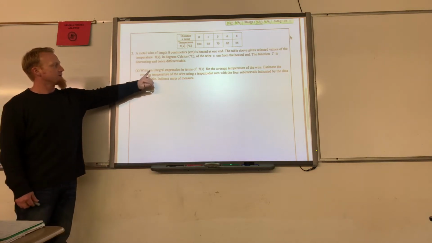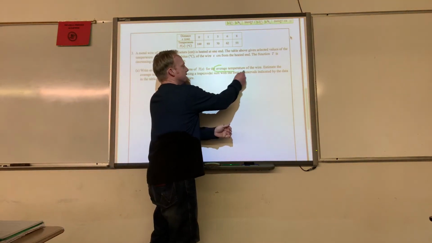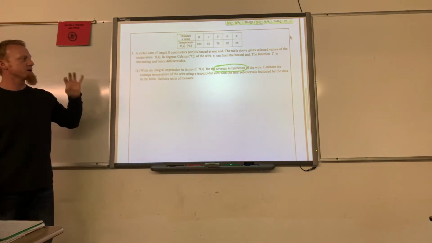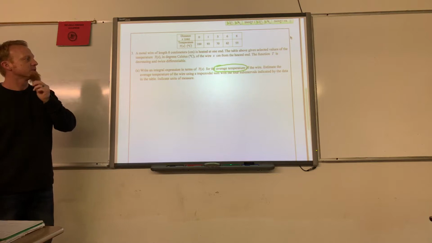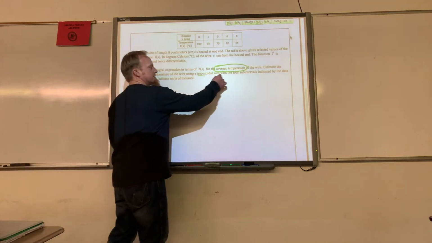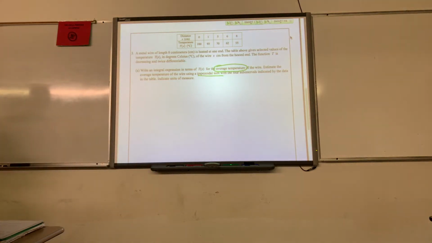All right. Write an integral expression in terms of T of x for the average temperature of the wire. Estimate the average temperature of the wire using a trapezoidal sum with 4 subintervals indicated by the data in the table. Now, we may not get to this today, but we can definitely set it up. All right. Anybody know what we need to do to set it up to get average temperature?